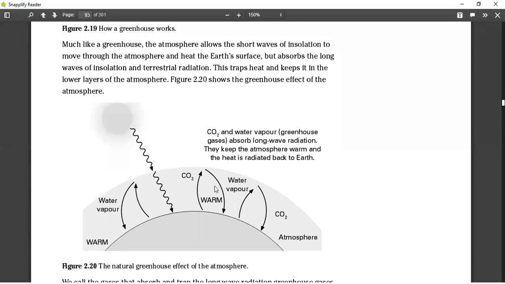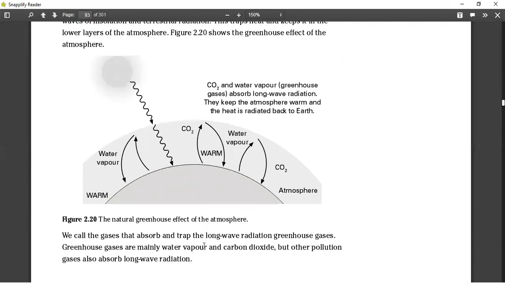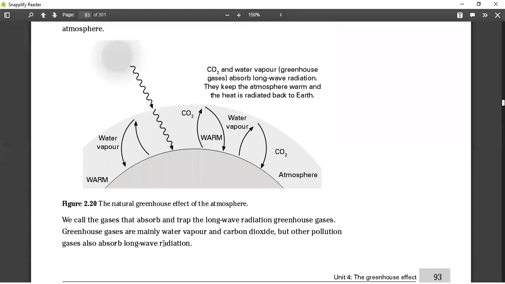These are the arrows here. So, this atmosphere around the Earth is warm, creating a greenhouse effect around Earth. Right? We call gases that absorb and trap the long wave radiation greenhouse gases. So we spoke about the gases that we have in the atmosphere. We have nitrogen, argon, and carbon dioxide, I think. Right.